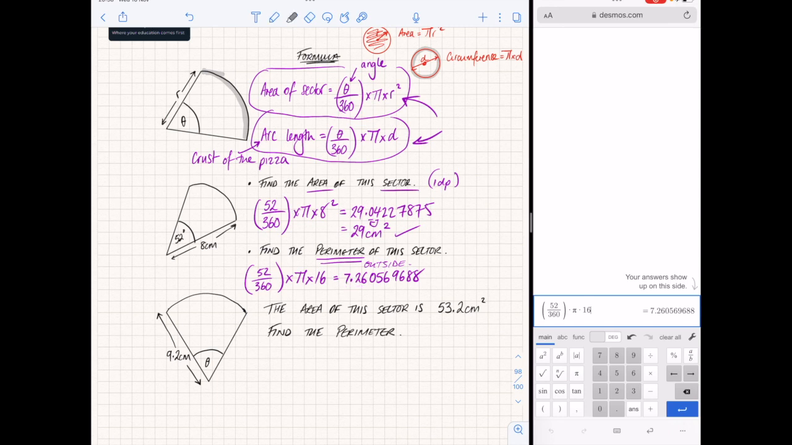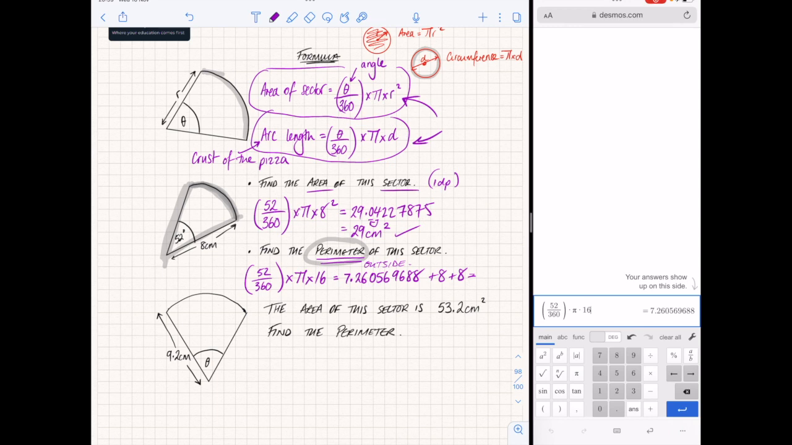Now what I've just worked out is this part here. I've worked out the crust of the pizza. Okay, now remember this question is asking for perimeter, and perimeter is not just the crust of the pizza. The perimeter would be that bit plus that bit plus that bit. So therefore I need to add on 8, which is that bit, and add on another 8 to then work out what my answer would be.